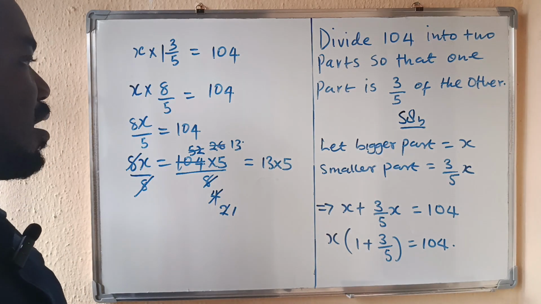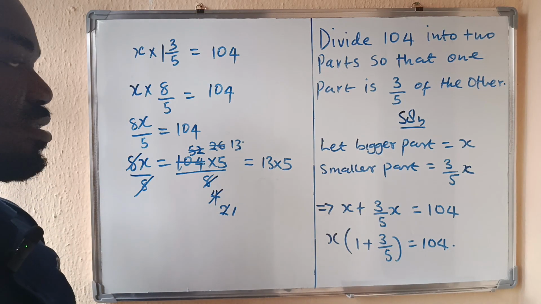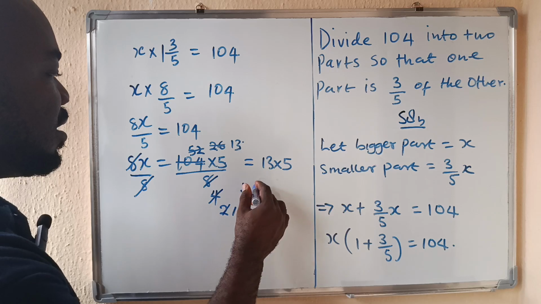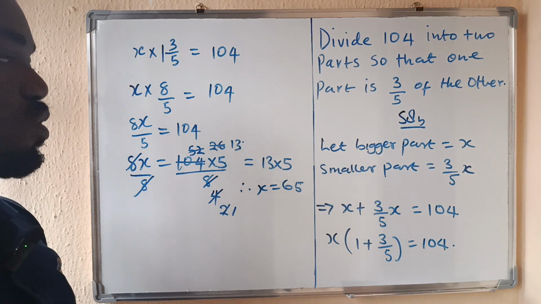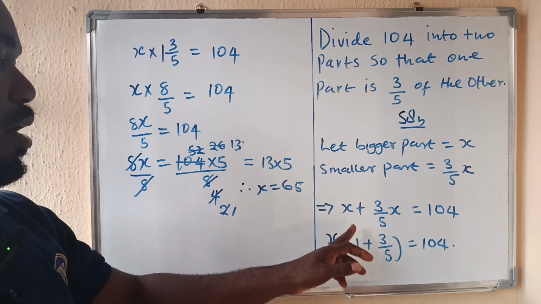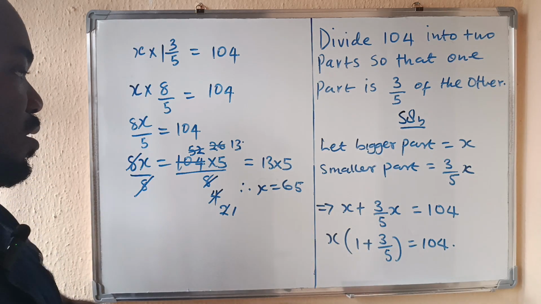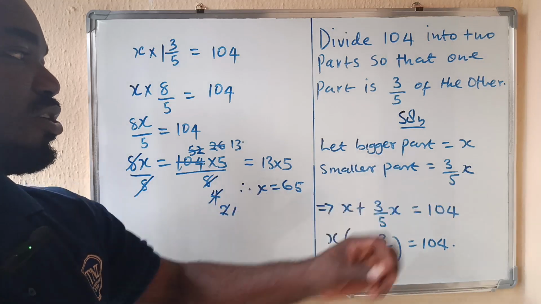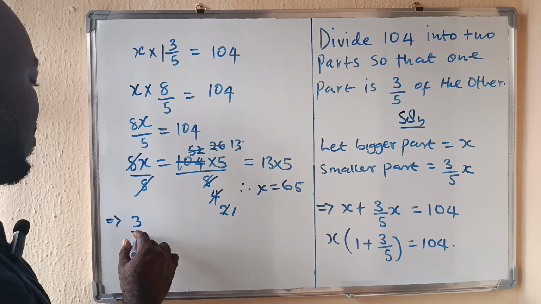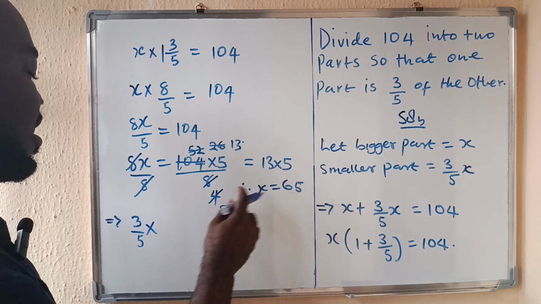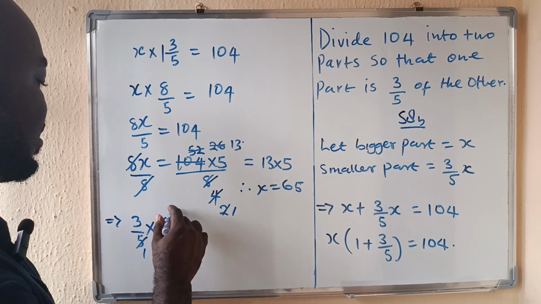So it means that the value of the bigger number is 13 times 5, which is 65. Therefore, x is equal to 65. So take note that if I add the small number and the fraction, I will have 104. So the fractional part, which is 3/5 of x, can simply be obtained by saying 3/5 of x, and x is 65. 5 go here 1, 5 go here 13.